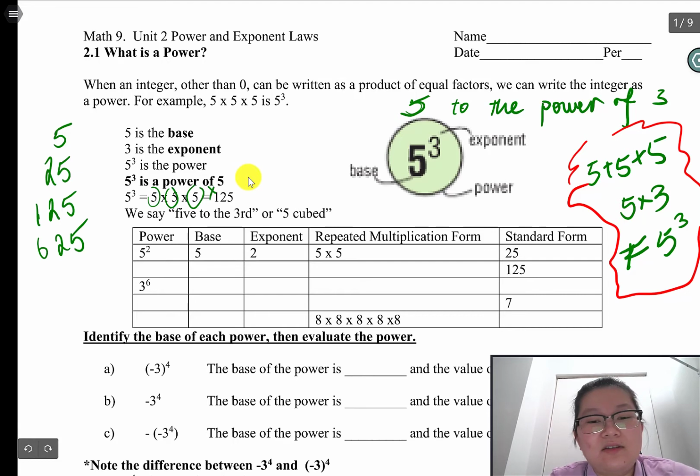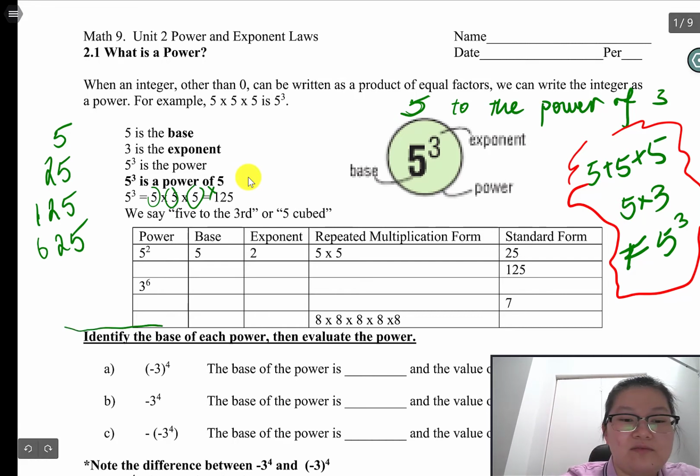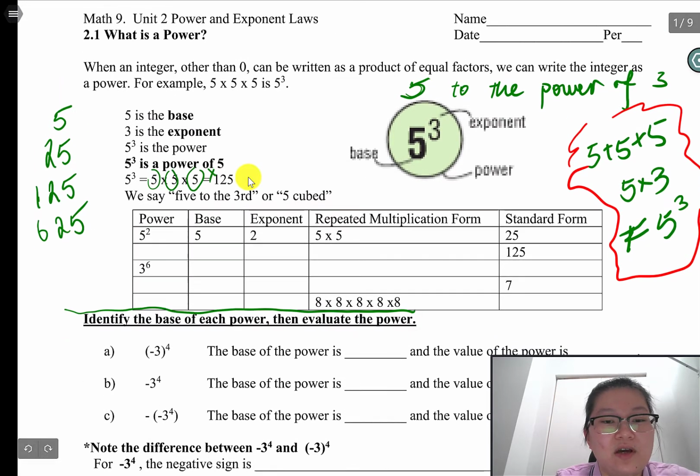Okay, let's take a look at a few examples. At the end of this video, I am just going to have finished this box here, okay? Next video, I'll talk about some nuances. The first example is done for us, and it's 5 to the power of 2, with base 5, exponent 2, and that is 5 times 5 equals 25. So repeated multiplication is showing your work. Standard form is the final answer.